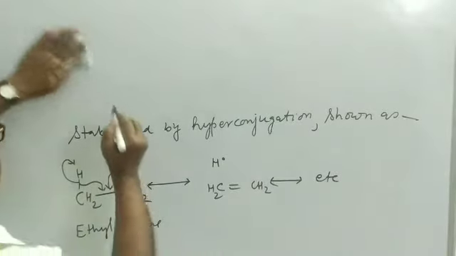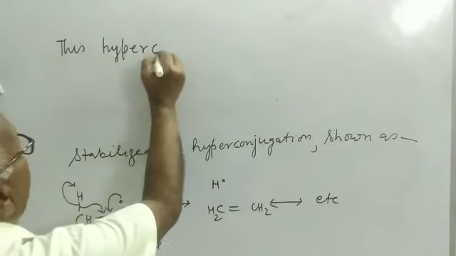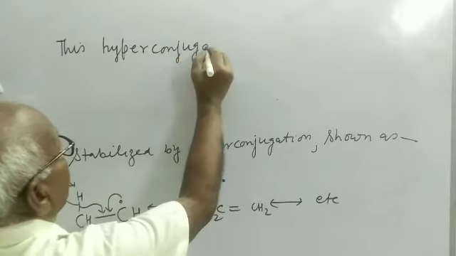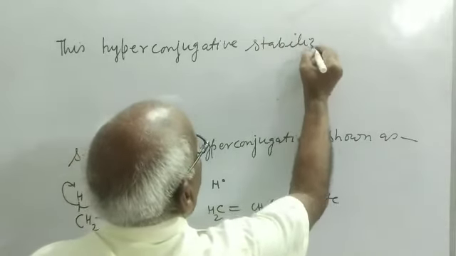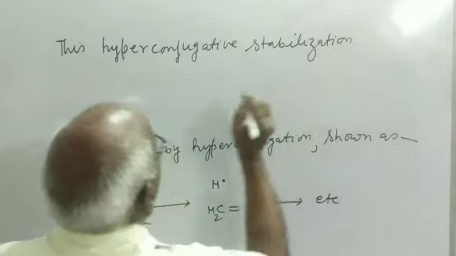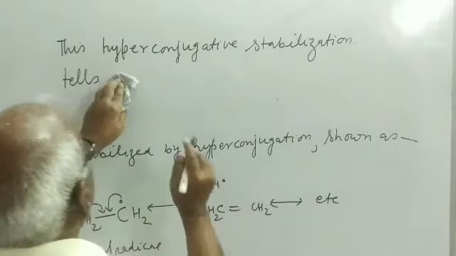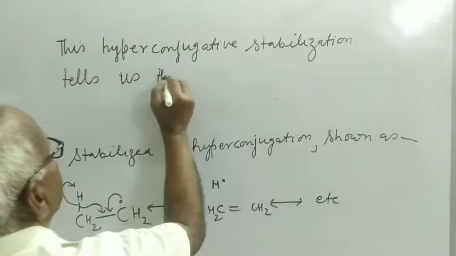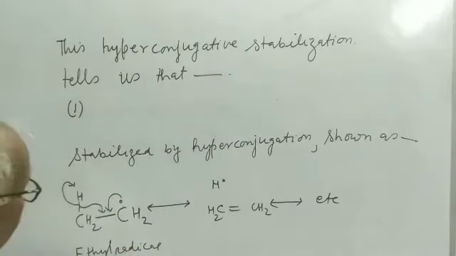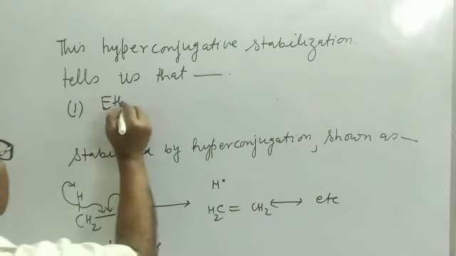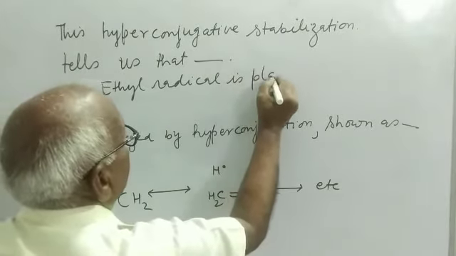This hyperconjugation effect, this hyperconjugative stabilization, tells us that number 1, ethyl radical is planar. Ethyl radical is planar.